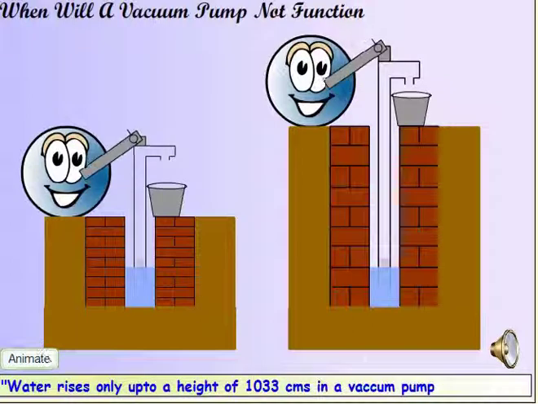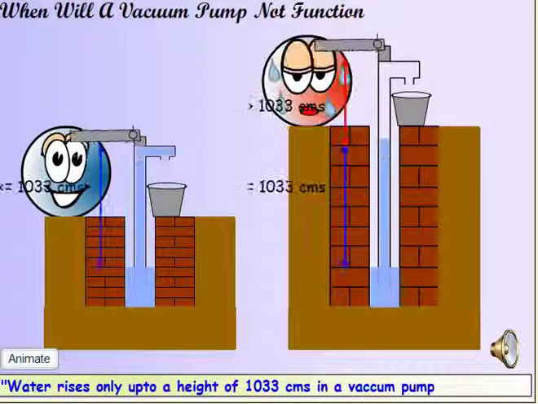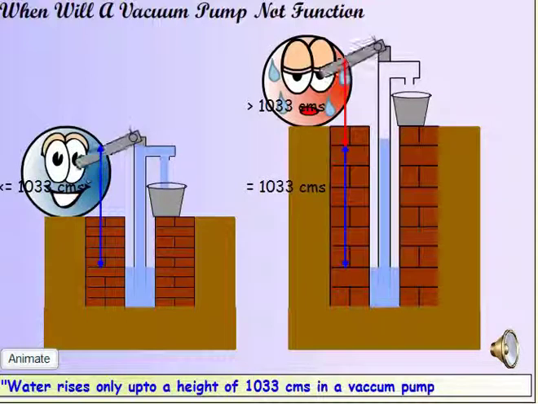A pump sucks the air from the top of the tube, and that causes the water to rise up. Since the maximum the atmospheric pressure can push the water up is by 1033 centimeters, even though all the air is removed by the pump, the water will not rise above 1033 centimeters. So, if you want to dig a bore well, you must ensure that the water level is less than 1033 centimeters below the ground.